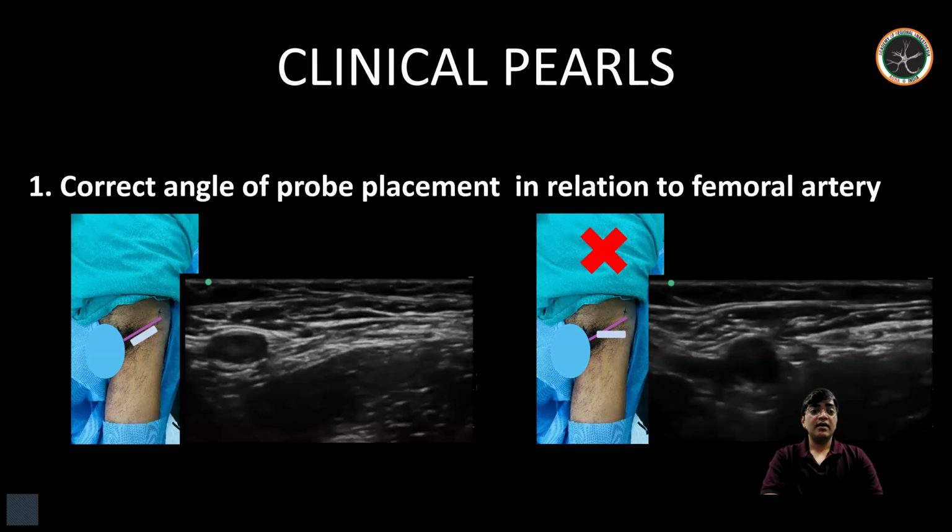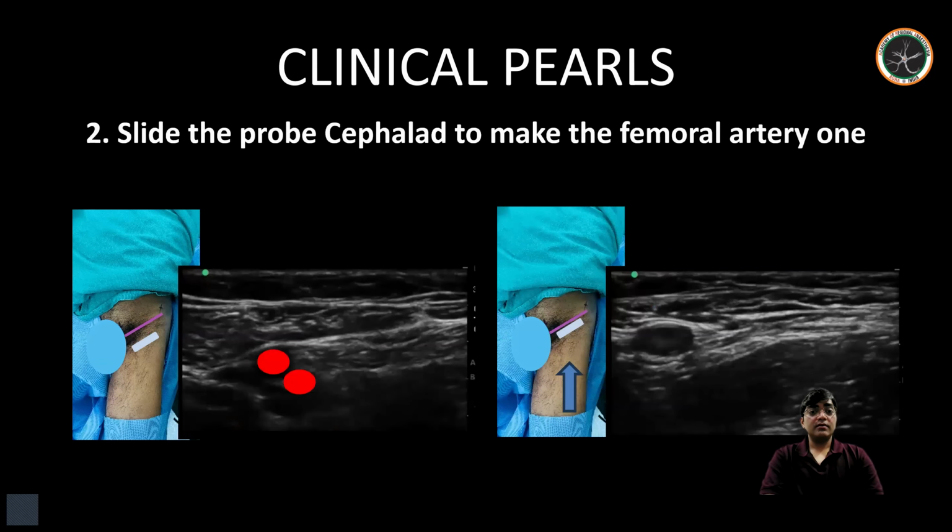To summarize again, the correct angle of probe placement in relation to the femoral artery is very important to identify the various structures and the femoral nerve. If we identify the divided femoral artery into profunda and superficial femoral artery, we need to move our probe cephalad to identify the common femoral artery and then the different structures. And then after you identify the two fascia and the iliacus muscle, you can easily identify the femoral nerve.